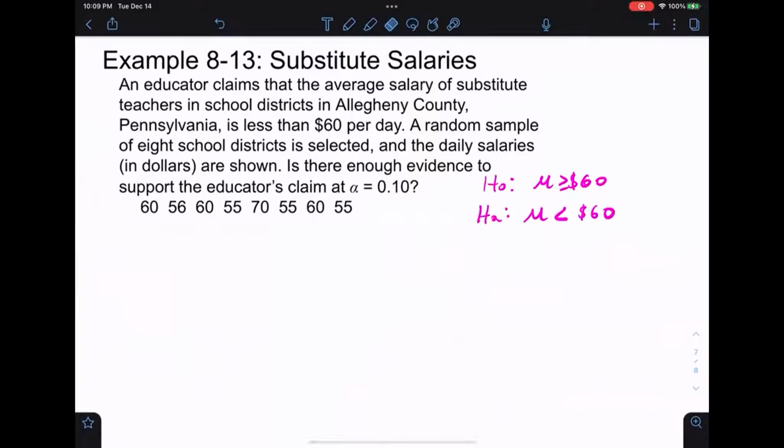So a random sample of 8 school districts is selected. Okay, so the sample size is 8. And the daily salaries in dollars are shown below. Is there enough evidence to support the educator's claim at 0.10? The first thing I need to do is put this in the data, right? So let me share this with you and put this in the data. Let me show you how to do that if you forgot.